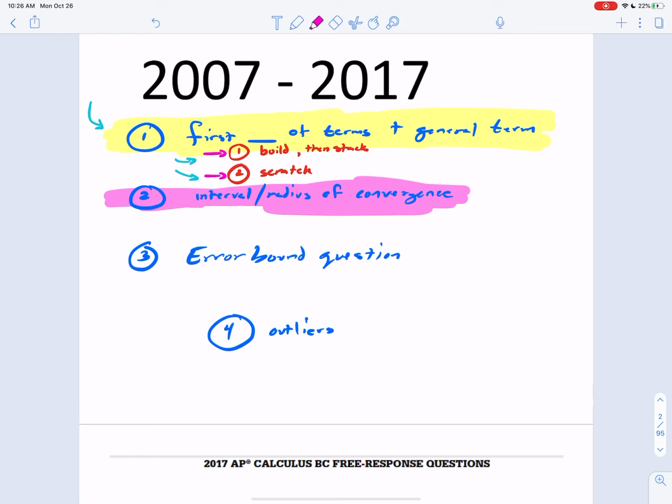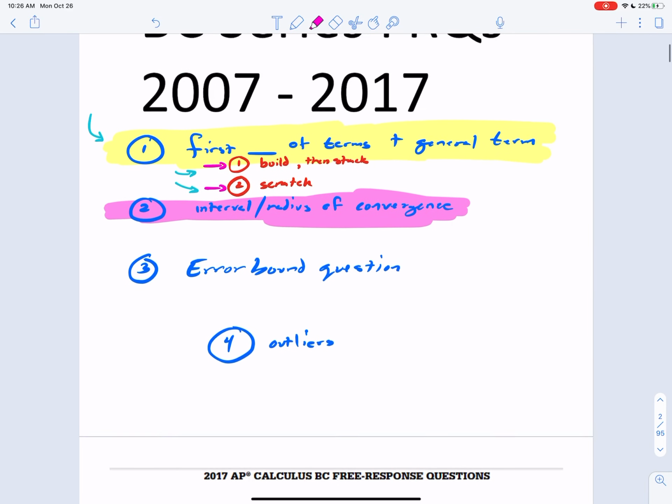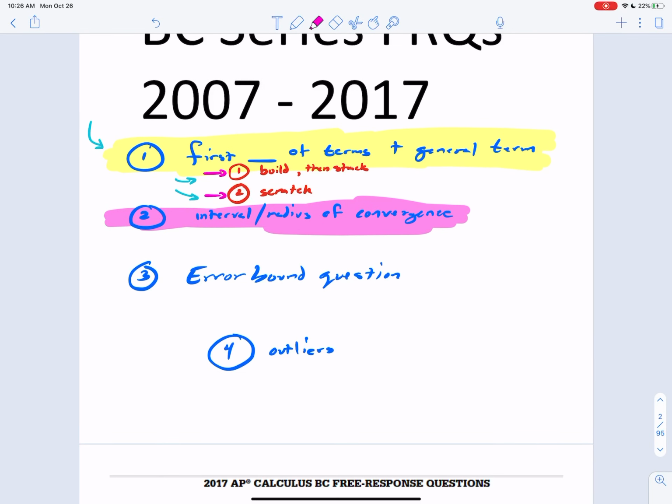So make sure that you guys are using a different highlight. If you take a look down here, I kind of erased everything else. So you want to make sure that you're doing these on a separate sheet so that you have a lot of space, okay? So the second most common question is finding the interval or radius of convergence.